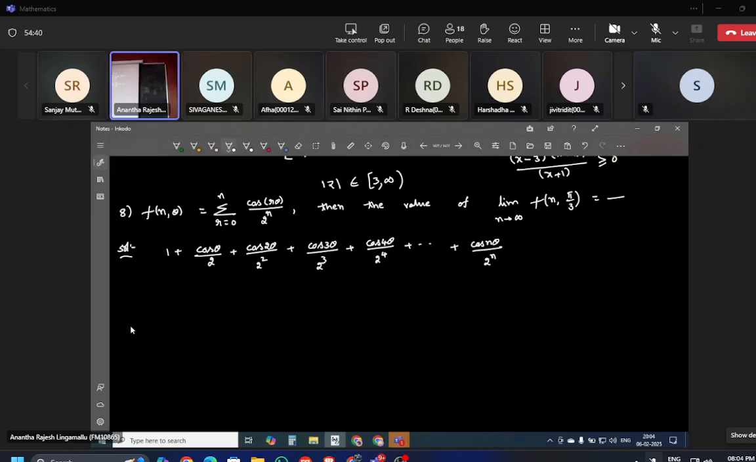Denominators are in GP: 2 power 0, 2 power 1, 2 power 2. But the numerators are not APs, these are cos terms. So how to handle them? Angles are in AP. But if only the angles are in AP, we know the technique. But if angles are in AP and the terms are also coming in GP, you have to think something extra. How to think?